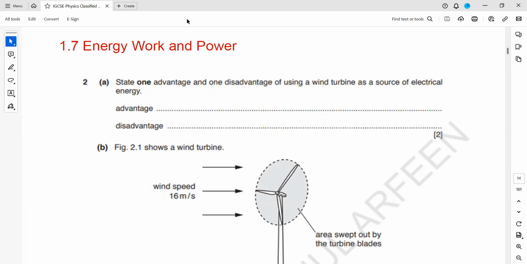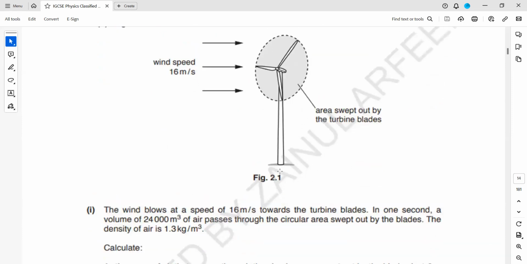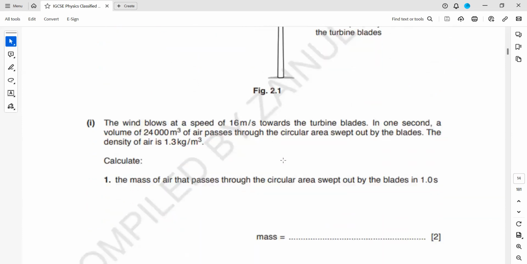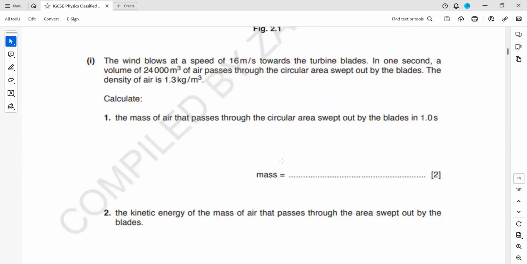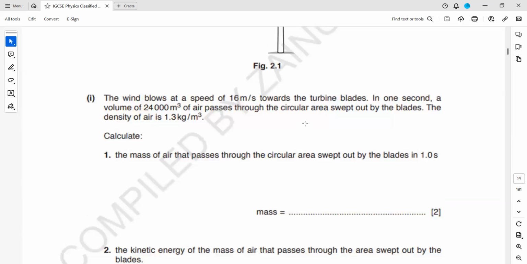Figure 2.1 shows a wind turbine with a wind speed of 16 meter per second and air swept out by the turbine blades. The wind blows at a speed of 16 meter per second towards the turbine blade. In 1 second, a volume of 24,000 meter cube of air passes through a circular area swept out by the blades. The density of air is 1.3 kilogram per meter cube. Calculate the mass of the air that passes through the circular area swept out in 1 second. So we have the density and we have the volume. We need the mass. So what's the formula we use?